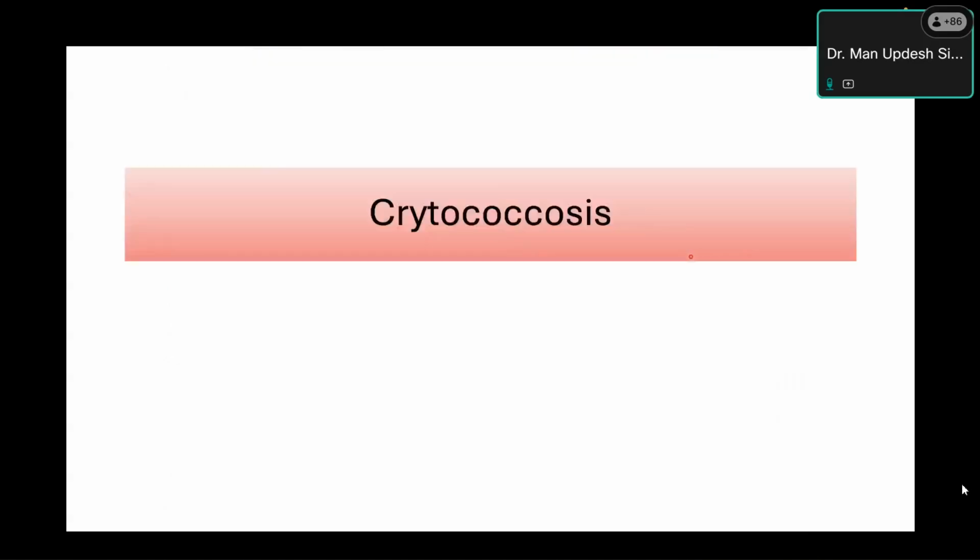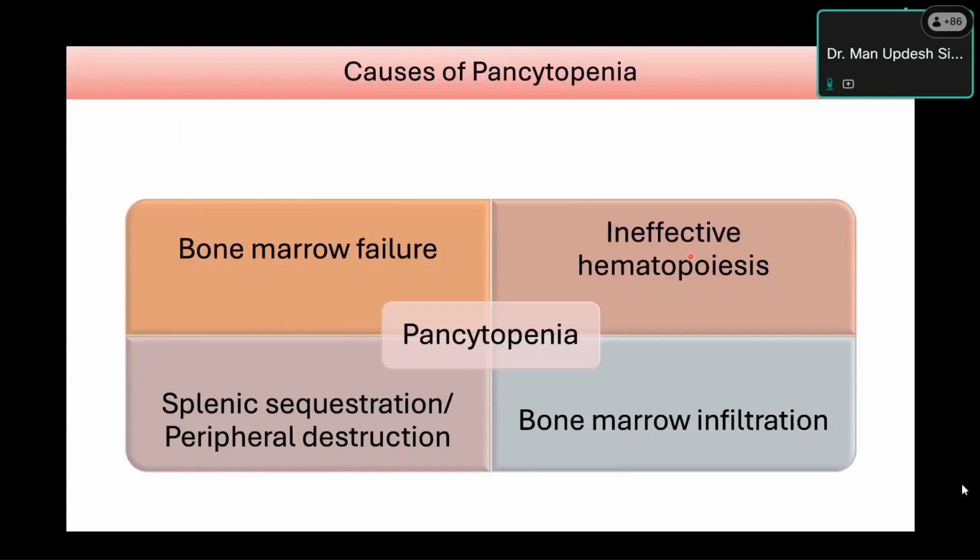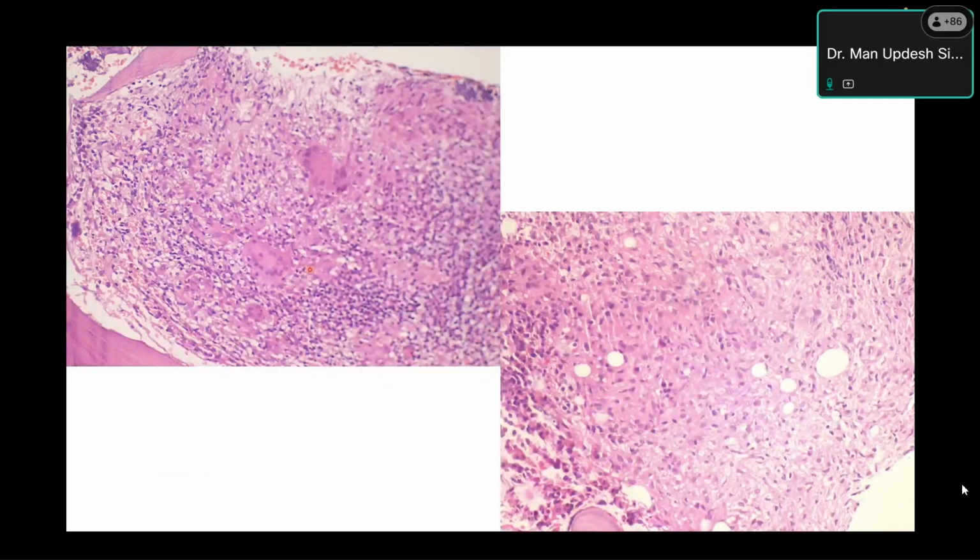So the infiltration is complete and causing pancytopenia. Cryptococcosis. Can there be other things? For bone marrow infiltrations, yes, of course. Langerhans cells, granulomas.